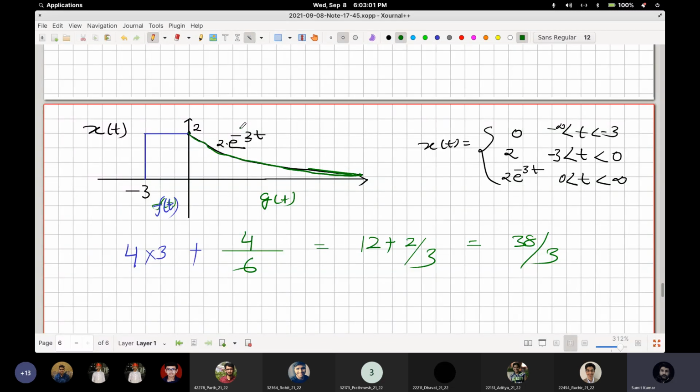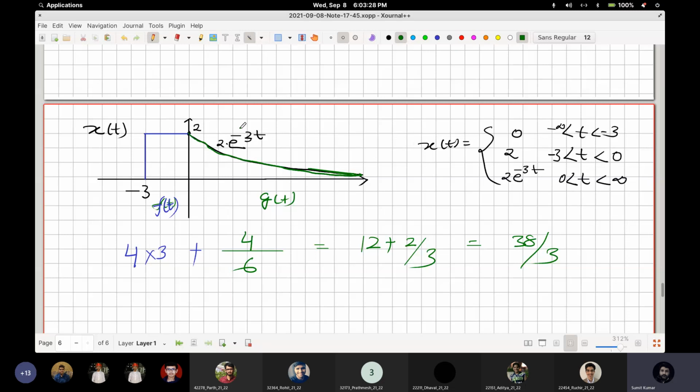Otherwise, once we start an advanced topic, it will become very, very difficult for you to follow if you're not regular. Is that clear to everyone? Yes, sir. Okay, so we have introduced just a very small topic of calculating the energy of continuous time signals only. In the next session we will be going a bit faster.